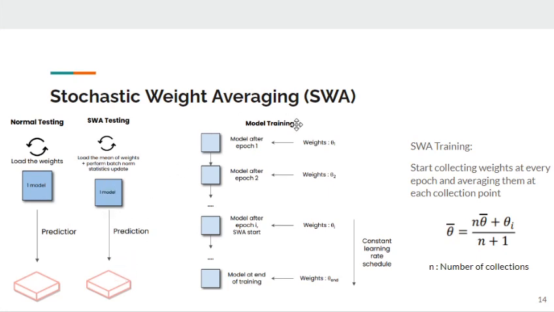So for the model training, we start collecting weights at every epoch, and then we average them at each collection point. As you can see through this equation, the weights are averaged at each collection point that we are taking them. N is the number of collections, and i is the number of the epoch at which we are taking them and then we are averaging them.